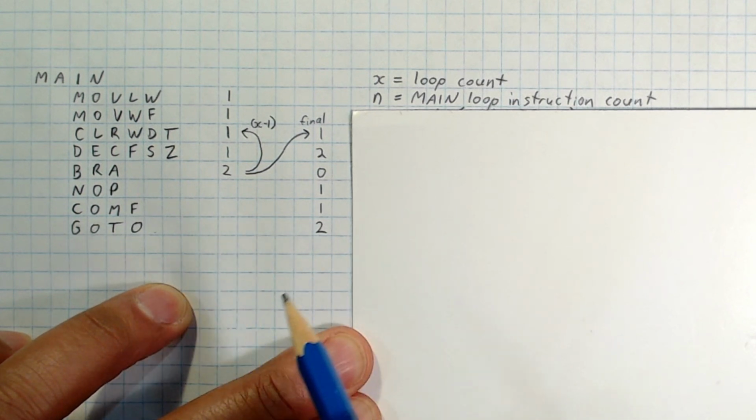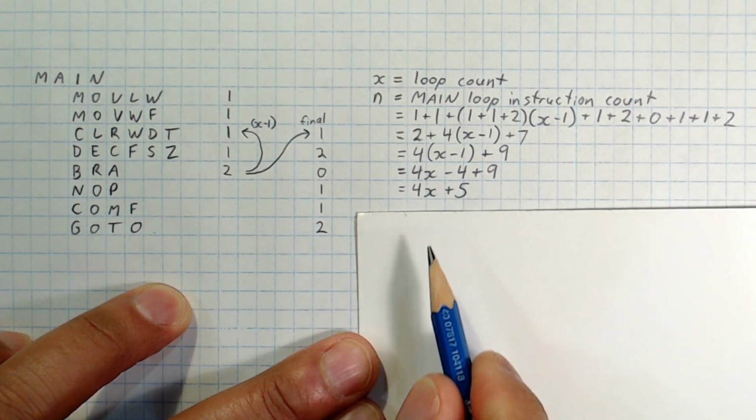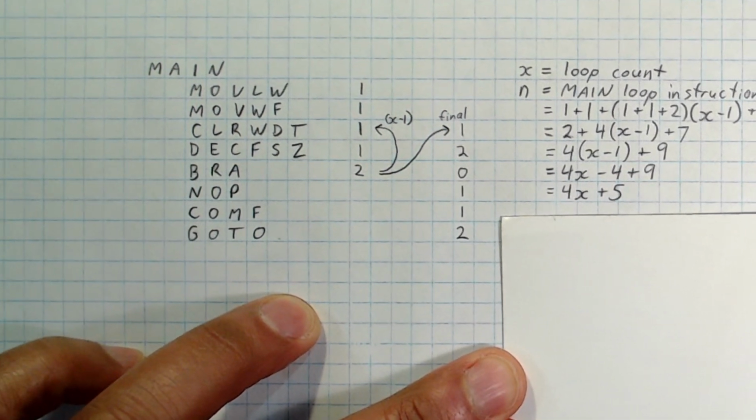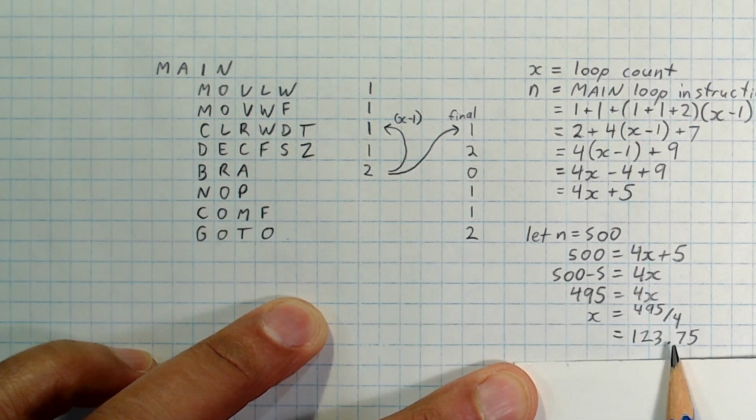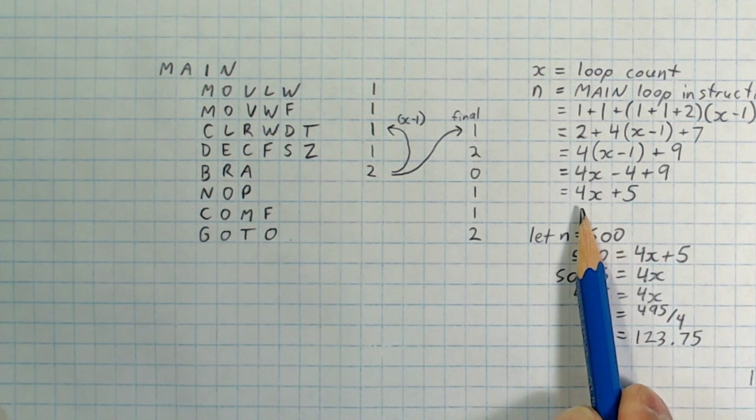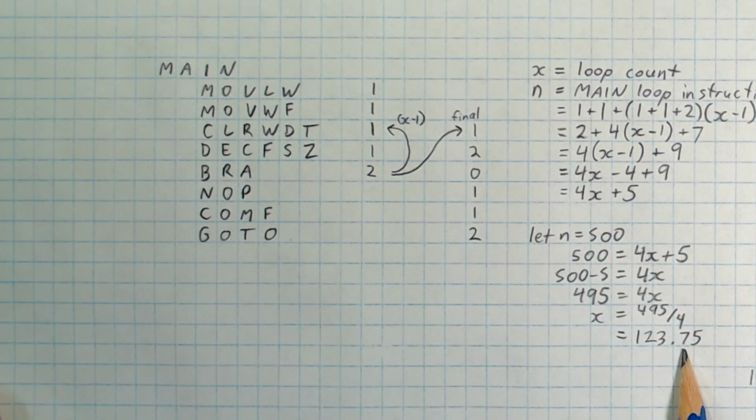And here's our revised timing diagram that we're getting awfully familiar with. So rather than bore you with the details, I'll just show you the end result. 4x plus 5 is our new expression. And working it out for an instruction target of 500, we get a resulting x of 123.75. Here's another decimal, but we can deal with this in a similar way to how we did before. Recognize with our current expression we have 4 instructions in every loop, and 0.75 is 3/4 of a loop, which means 3 instructions.